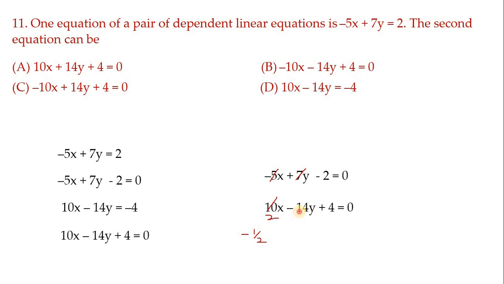And here 7 ones and 7 twos. Here plus is there and here minus is there. So plus divided by minus is minus. So we get minus 1 by 2 here. And here 2 ones and 2 twos. So minus divided by plus is minus only. So here also we will get minus 1 by 2. See, all ratios are equal. So hence this is the correct one.